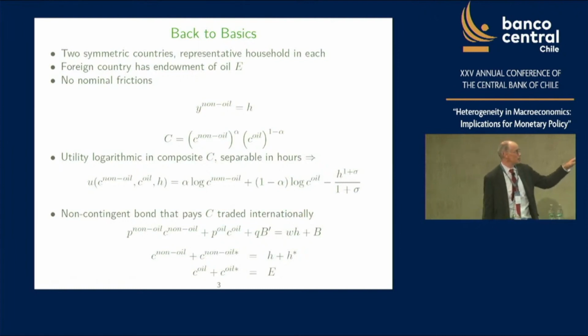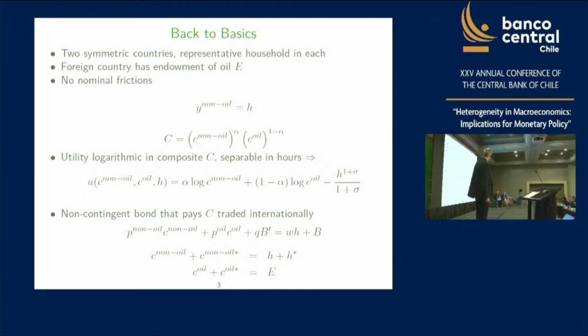Imagine there are two symmetric countries, each has a representative household. The far end country has some endowment of oil E that's going to be shocked. Imagine to start there are no nominal frictions, no sticky wages or prices. Each country produces the non-oil good using labor supply. And imagine that consumption in both countries is just a composite of the non-oil consumption good and oil, with some weights alpha and 1 minus alpha.